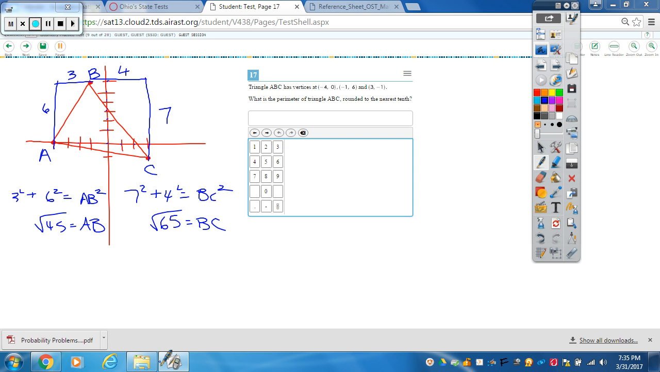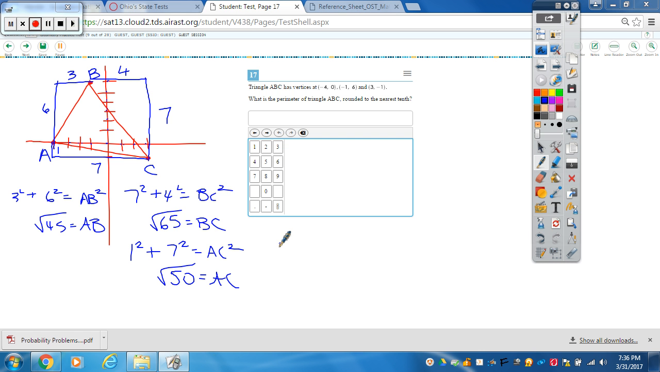Okay. And then for AC, this length is 1. And then this length is 1, 2, 3, 4, 5, 6, 7. So you have 1 squared plus 7 squared is equal to AC squared. Okay. So this will be the square root of 50, is AC. Okay. Now, for this last answer, what is the perimeter rounded to the nearest tenths?